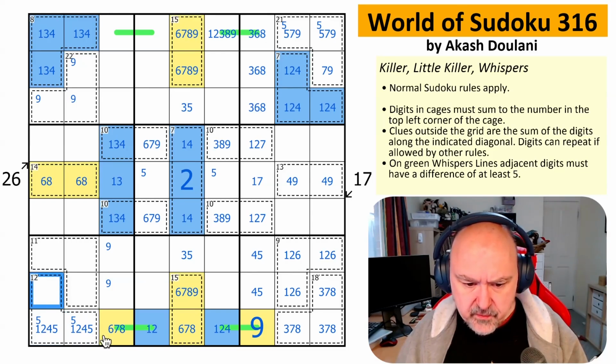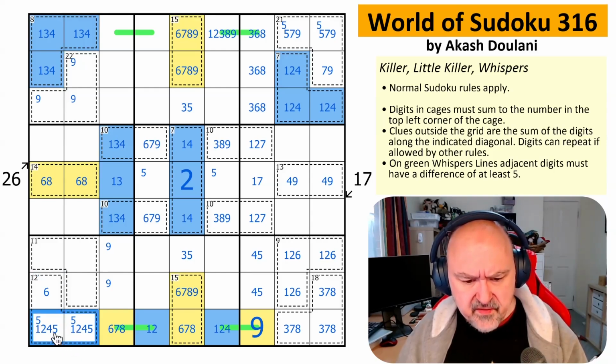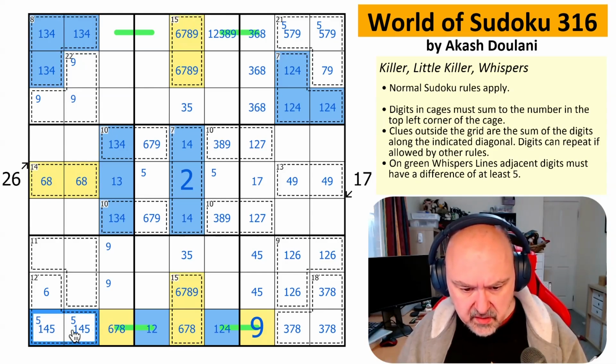1 and 5 would make 6. 2 and 5 would make 5. That doesn't work. I can't put 2 in here. Okay, hang on. If this is 2 and 5, that would have to be a 5, and I must put 5 in here. So I can't put 2 in here. And 4 and 5 would leave this as a 3. So they're the only possibilities, and one of these must be a 2.